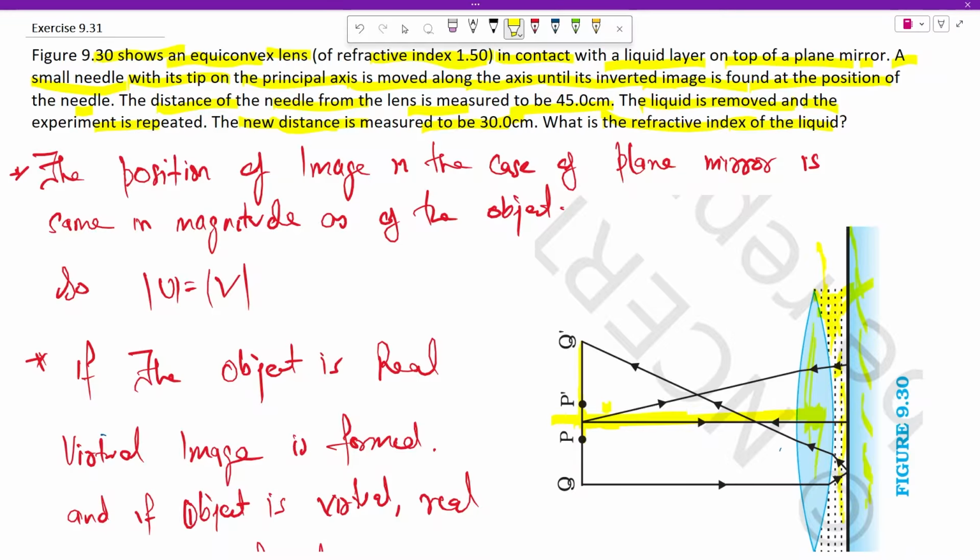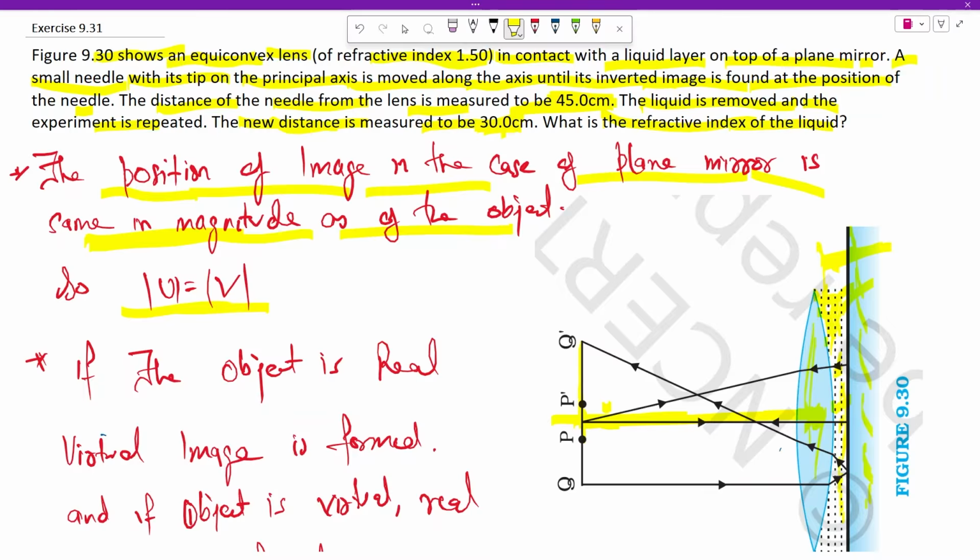So in the case when the liquid is present, the distance is 45 centimeter, and in the case when the liquid is not present, it is 30 centimeter. So this is a question of the combination of lenses and also the reflection of a plane mirror. We know that the position of the image in the case of a plane mirror is the same in magnitude as that of the object, that is u equals v.